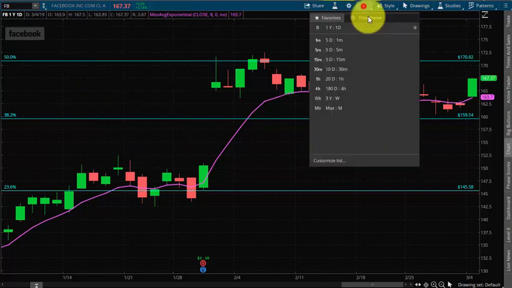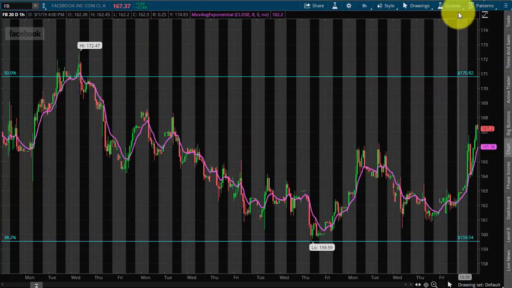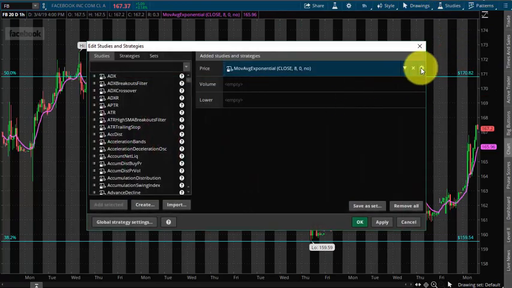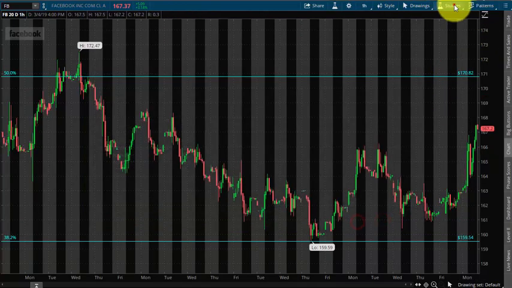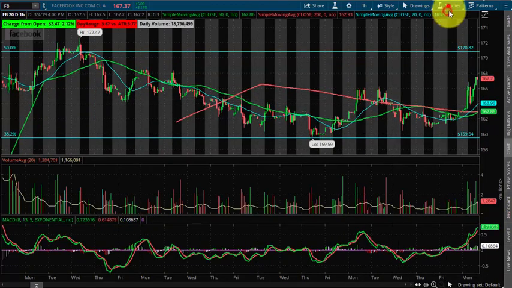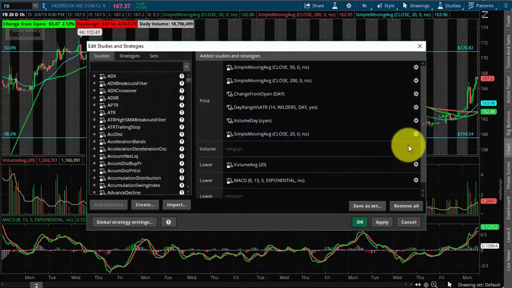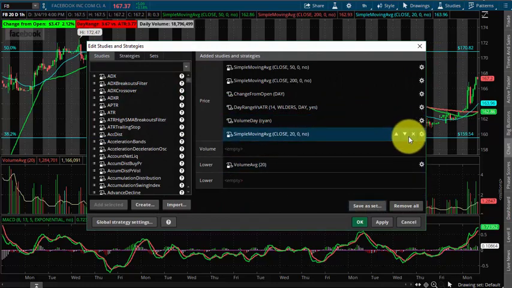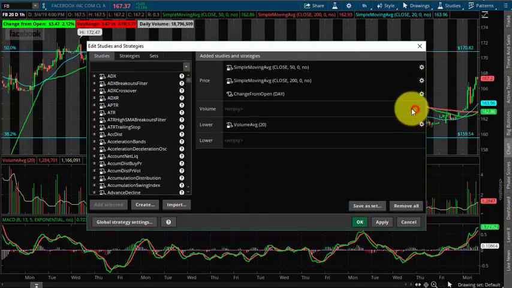Okay, now for the hourly, I actually do the same exact thing except with different moving averages. So if you bear with me, I'm just going to load up a quick study set. This just has my go to technical indicators on it. And I'm going to take a lot of these things off of this chart.